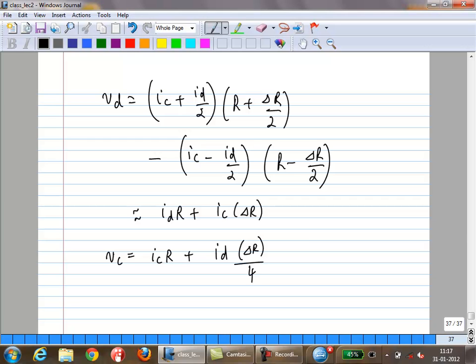So now what do you do? You take your old half circuit. This one can be represented just by an old half circuit, which is just R and R in this case. But now for the differential voltage, you need to add an extra voltage source of value IC times delta R.